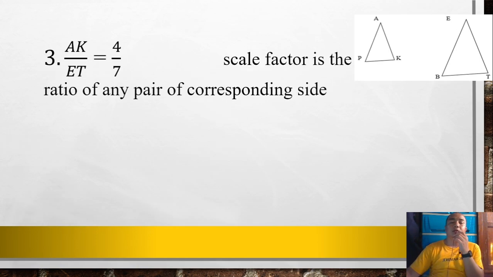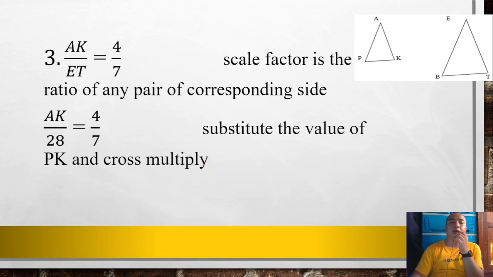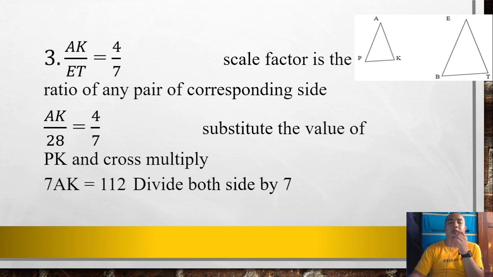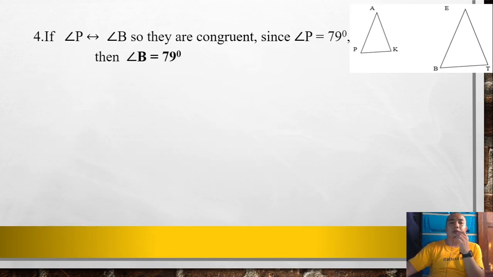How about here? AK over ET equals 4/7. We're trying to find AK, where ET is 28. By cross multiplication, we have 16. AK is equal to 16. And then number 4, if angle P corresponds to angle B, so they are congruent. Since angle P is 79 degrees, angle B is also 79 degrees.